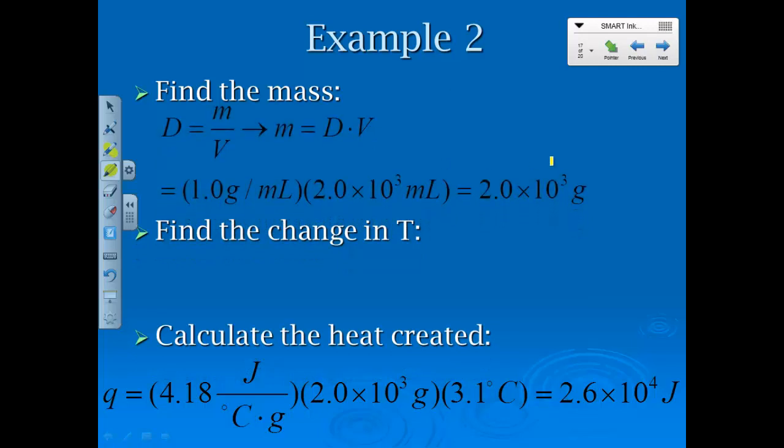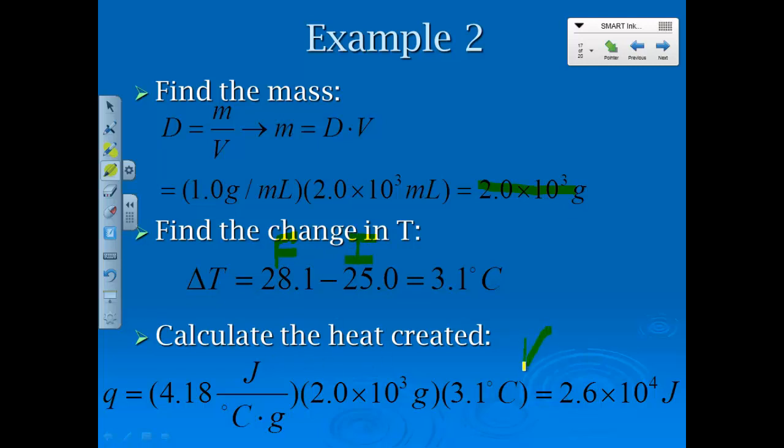First, to find the mass, we take our density equation and rearrange it: mass equals density times volume. You also can use density just as a conversion factor, but we get 2.0 times 10 to the 3rd grams. The change in temperature, again, is always final minus initial, just like we're going to see a little bit later with some things. And then we plug it in.